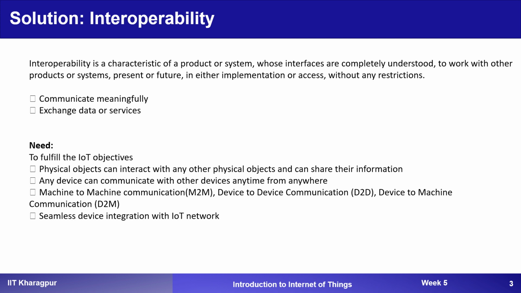To fulfill the needs of IoT, such as that physical objects can interact with any other physical object and can share their information, interoperability is necessary. Any device can communicate with any other device at any time or anywhere. To make this possible, interoperability is necessary. After that, to make machine-to-machine, device-to-device, and device-to-machine communication possible, interoperability is necessary. And at the end, for seamless device integration with the IoT network, there is a need for interoperability.